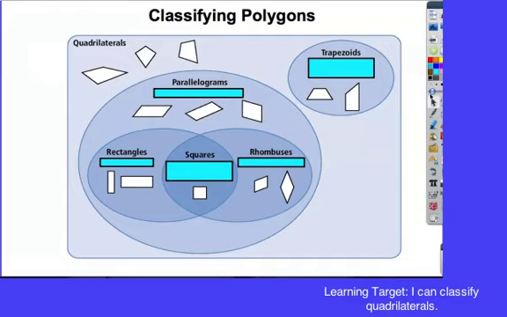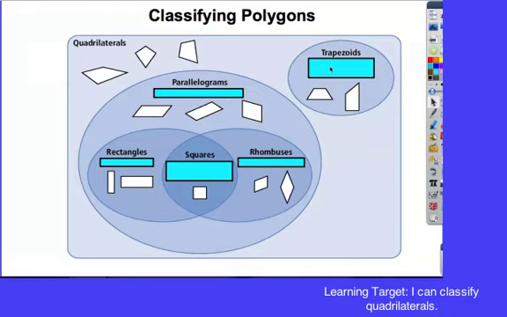We spent a little bit of time talking about classifying triangles. This will be a real quick video review. You've done this before, how to classify quadrilaterals. Polygons, we talk about how to name them based on the suffix "gon" and how many sides there are.